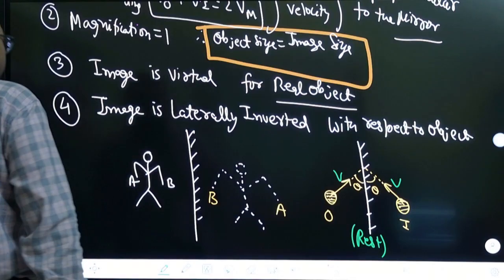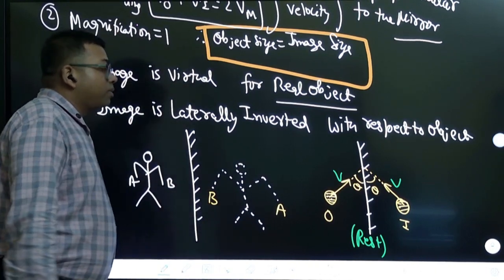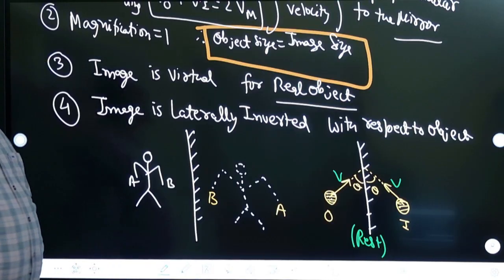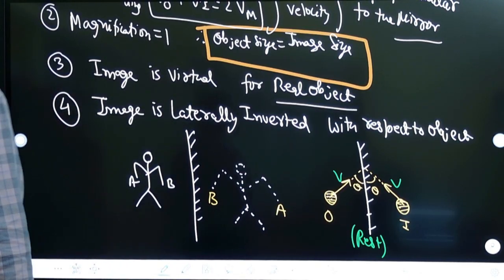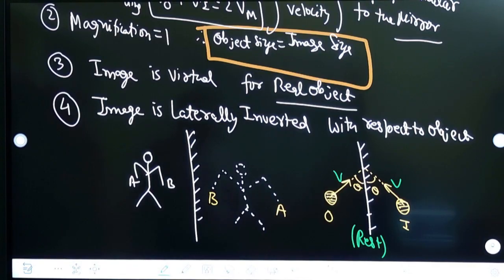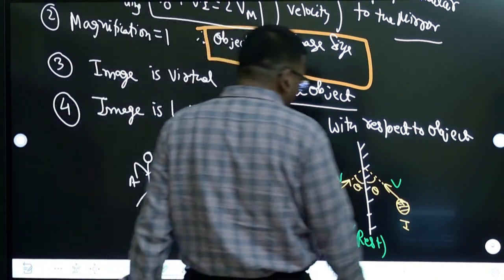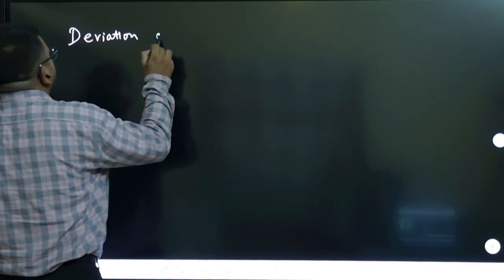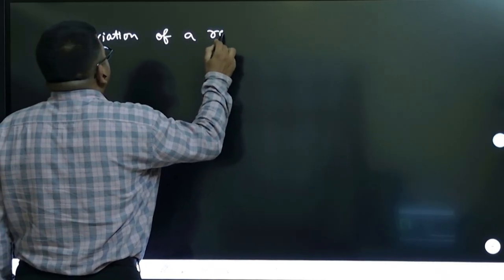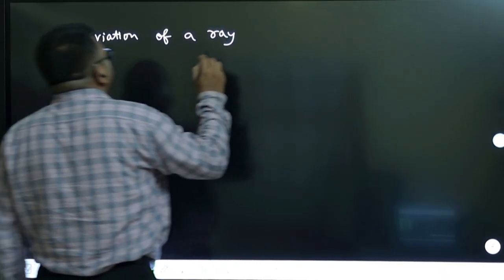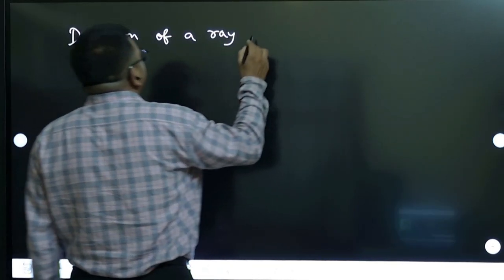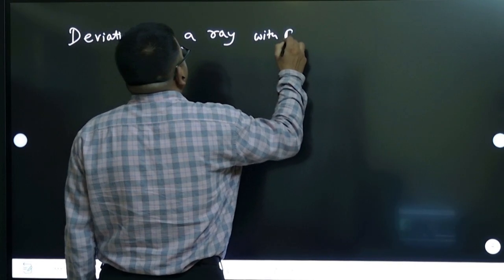Okay, I think these are all the important points. I hope now you can understand this. Then what next? Law of reflection. Now we are going to take the formulas for deviation of a ray with a plane mirror.